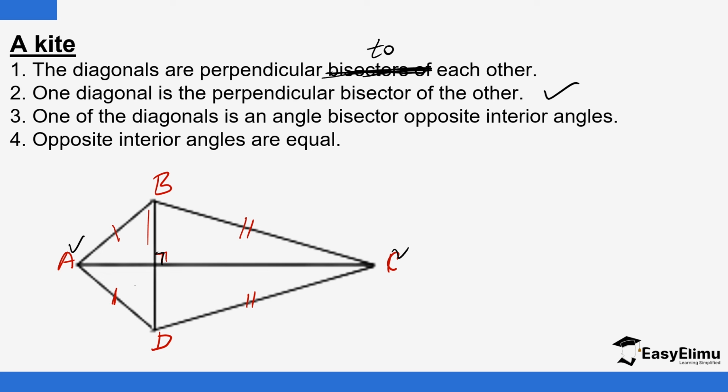We have one of the diagonals again is an angle bisector of opposite interior angles. You can see diagonal AC, this angle here is equal to that. See, again, this is equal to this. And that is not the case with this other diagonal. So it's just one of them. Those are the characteristics you use to come to a conclusion that the plane figure that you're seeing is a kite. You have to look at these characteristics. And then opposite interior angles are then equal. So this angle here is equal to the other one.